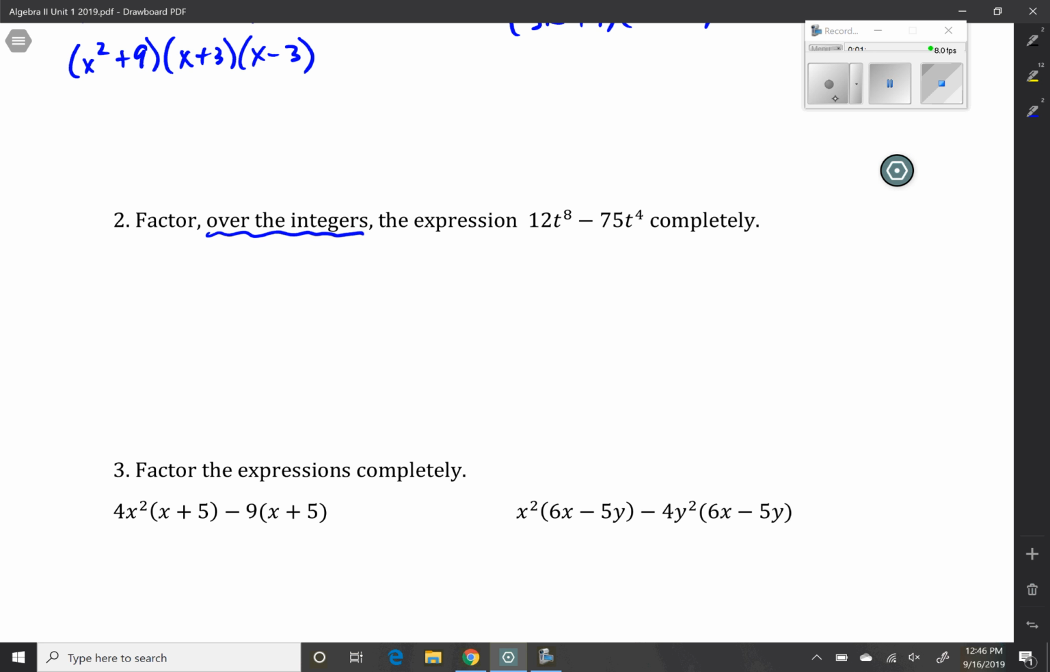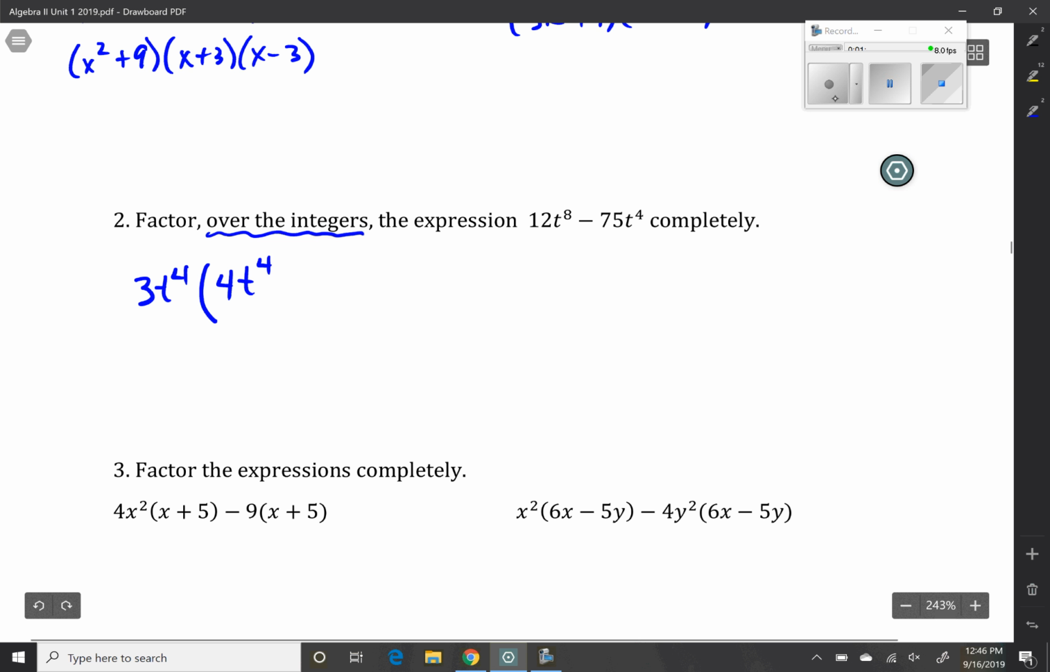So first things first, we want to look for GCF, which is 3 and t to the fourth, which is going to leave you with 4t to the fourth minus 25.